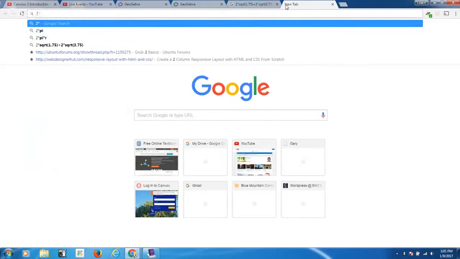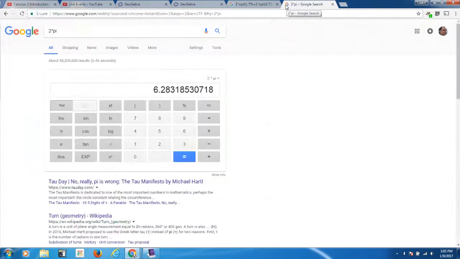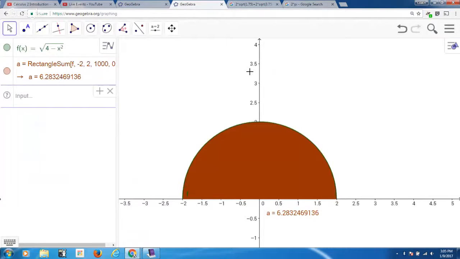GeoGebra or Google 2 pi: 6.2832. Hey, that's pretty good. Well, it took me 1,000 rectangles to get there. Not bad. So our goal is to take the idea of these rectangle sums.